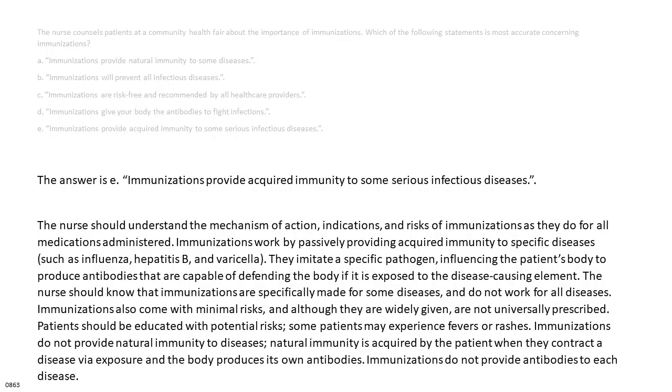The answer is E. Immunizations provide acquired immunity to some serious infectious diseases. The nurse should understand the mechanism of action, indications, and risks of immunizations as they do for all medications administered. Immunizations work by passively providing acquired immunity to specific diseases, such as influenza, hepatitis B, and varicella.